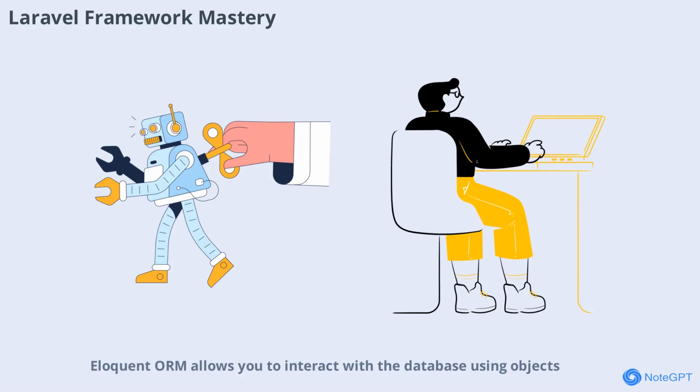Eloquent ORM allows you to interact with the database using objects, making it as easy as talking to a person instead of a machine. Understanding the difference between hasOne and belongsTo is key. hasOne defines ownership, while belongsTo defines reference. Think of a house owning a room versus a room belonging to a house.